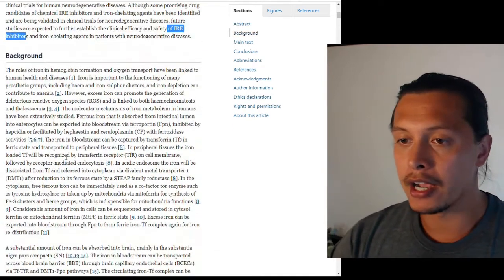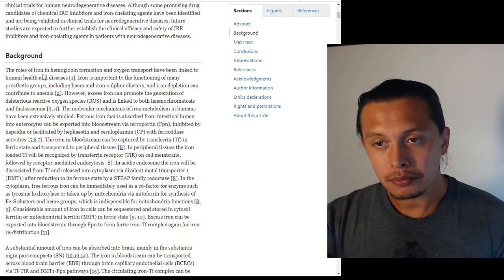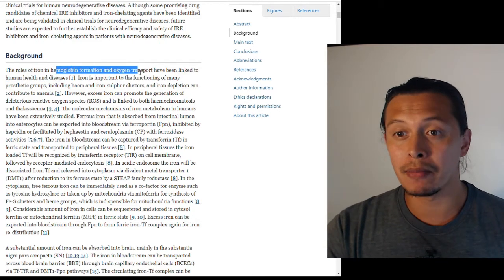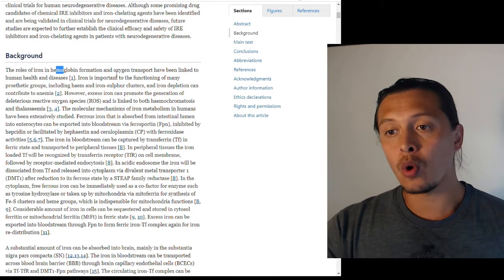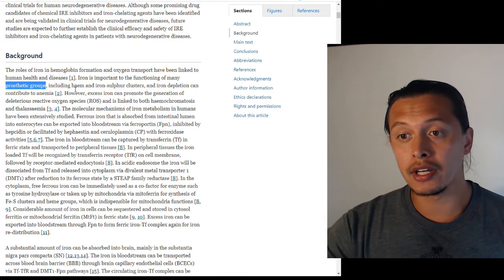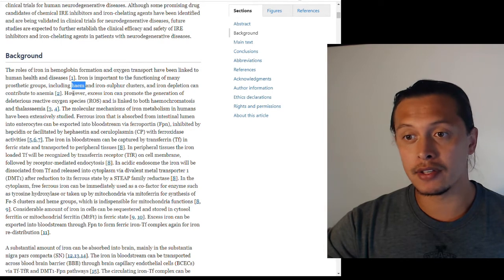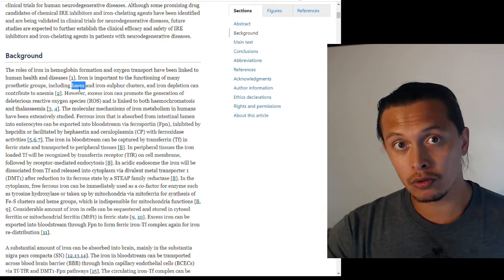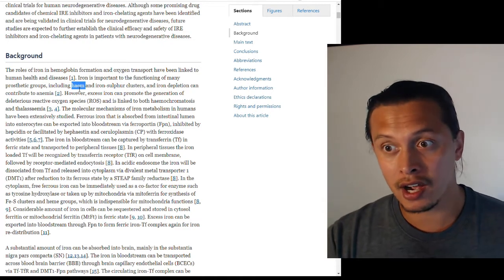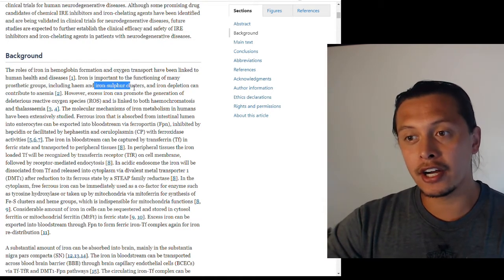So here's the background. So the roles of iron in hemoglobin formation and oxygen transport have been linked to human health and disease. So iron is important in the functioning of many prosthetic groups, including the heme group, and this is the chemical group that gives hemoglobin its ability to hold on to oxygen, and also these iron-sulfur clusters.